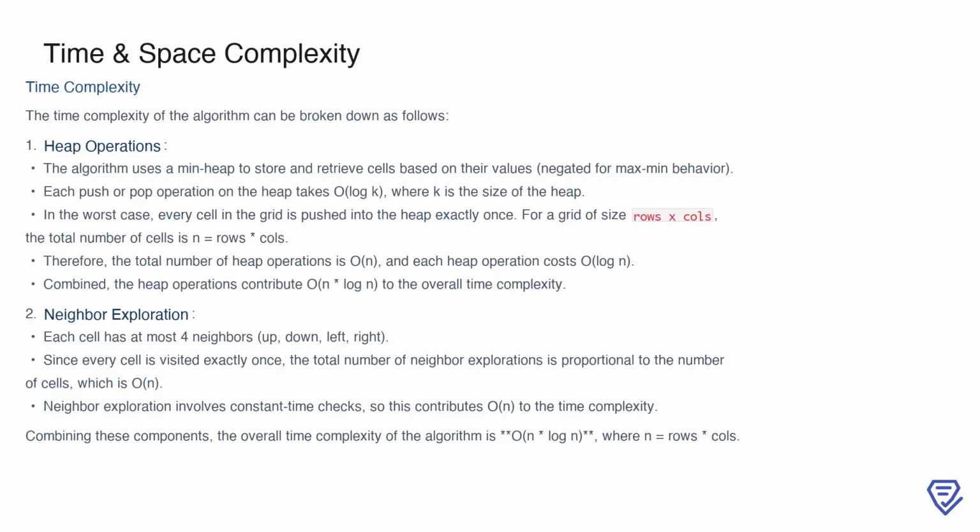Next, we examine neighbor exploration. Each cell in the grid has up to 4 neighbors, and since each cell is visited exactly one time, the total number of neighbor explorations is proportional to the total number of cells, or O(n). These neighbor checks are constant time operations, so this step contributes O(n) to the time complexity. When we combine the heap operations with neighbor exploration, the overall time complexity of the algorithm becomes O(n * log n), where n is the total number of cells in the grid.